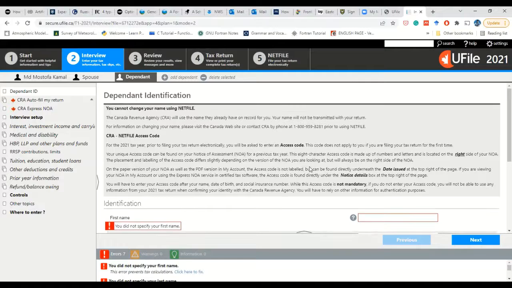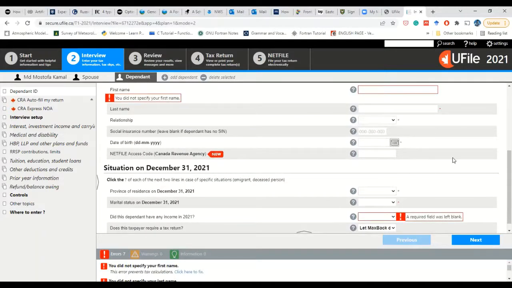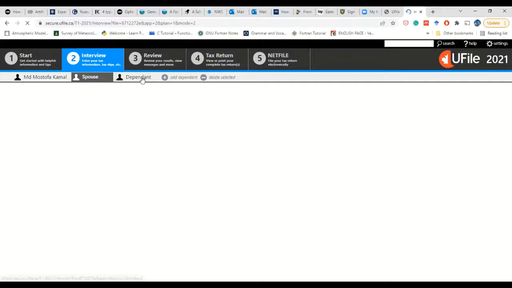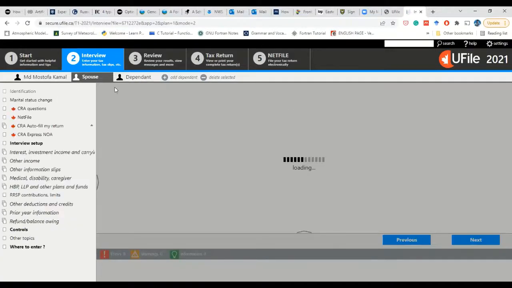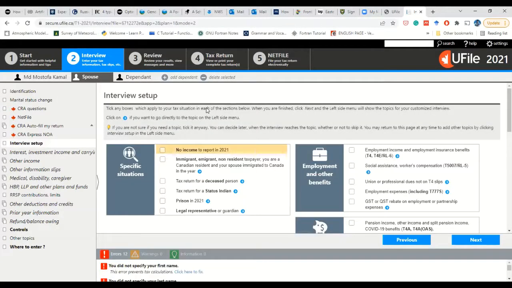Okay, so I think now we are done. We're completely done. It is very simple. You just need to add all the information, but for the submission part, you need to submit individually. That means you will submit your form, and then you need to submit your spouse, and then you need to submit your kids. So it is separate. That means three different submissions.